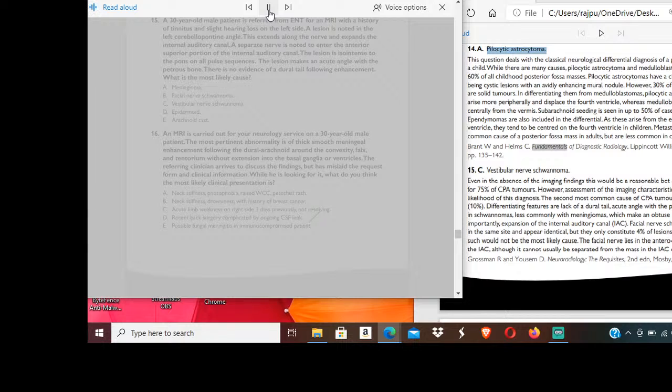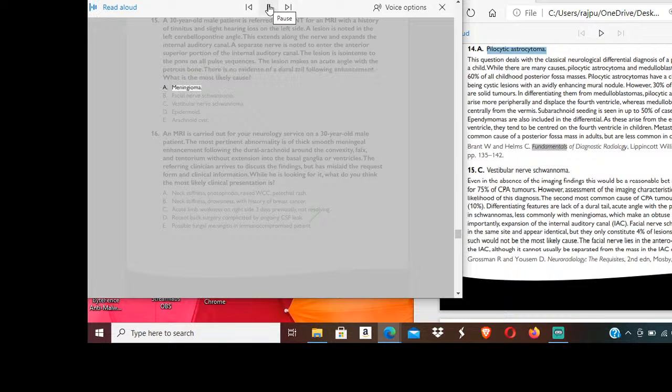A 30-year-old male patient is referred from ENT for an MRI with a history of tinnitus and slight hearing loss on the left side. A lesion is noted in the left cerebellopontine angle. This extends along the nerve and expands the internal auditory canal. A separate nerve is noted to enter the anterior superior portion of the internal auditory canal. The lesion is isointense to the pons on all pulse sequences. The lesion makes an acute angle with the petrous bone. There is no evidence of a dural tail following enhancement. What is the most likely cause?